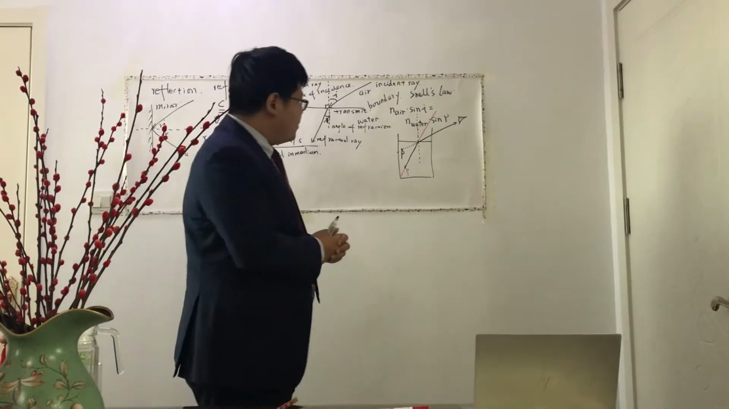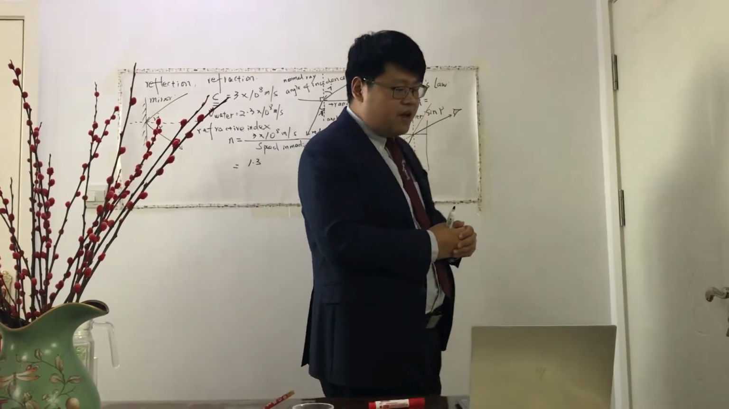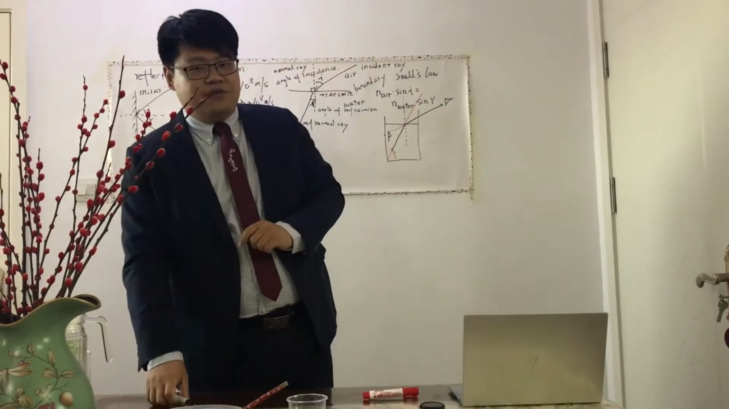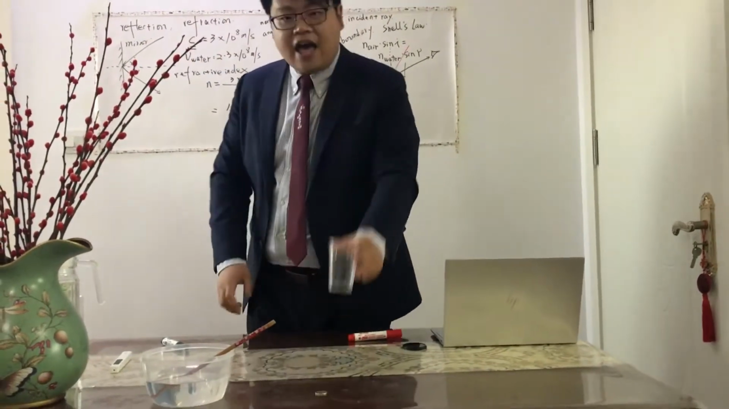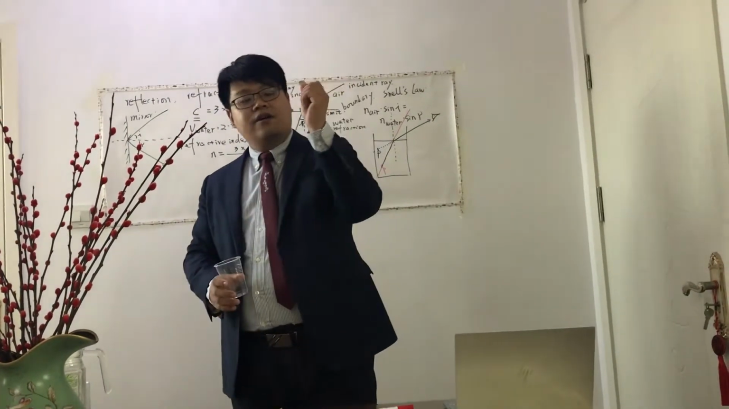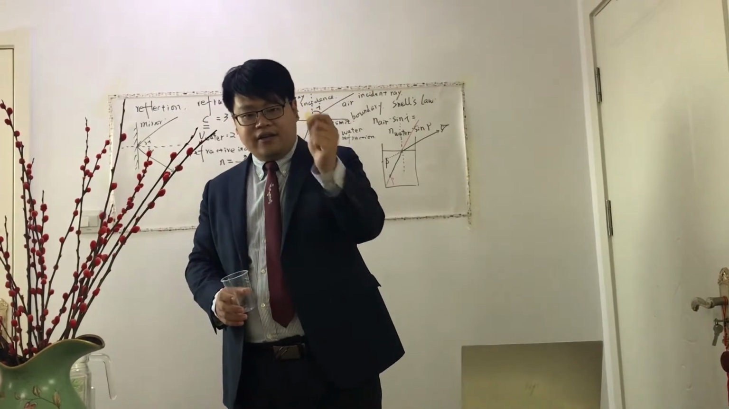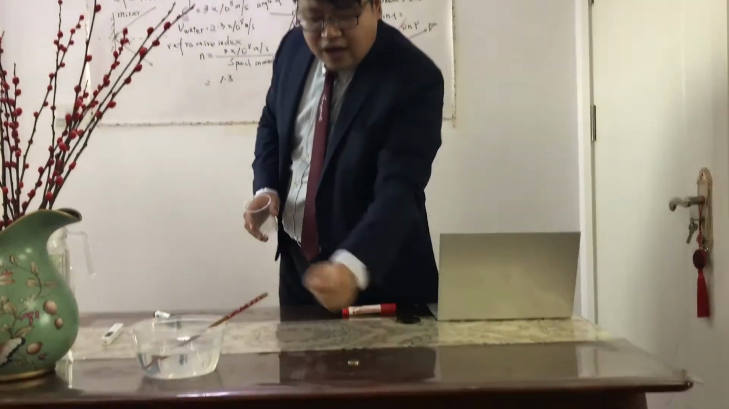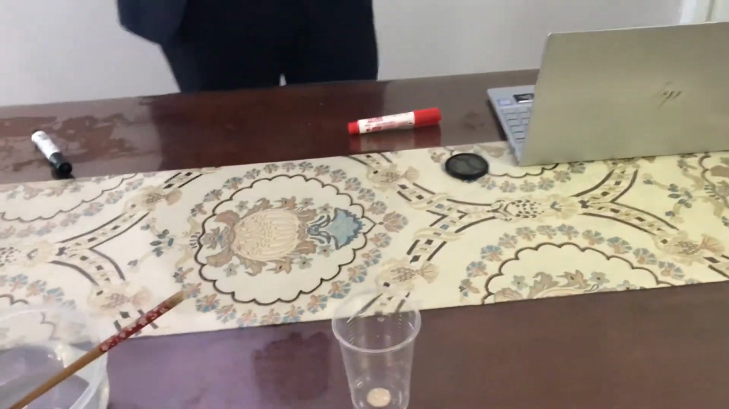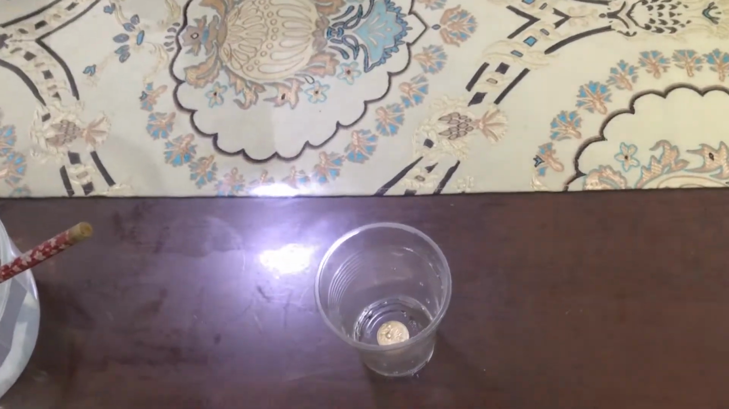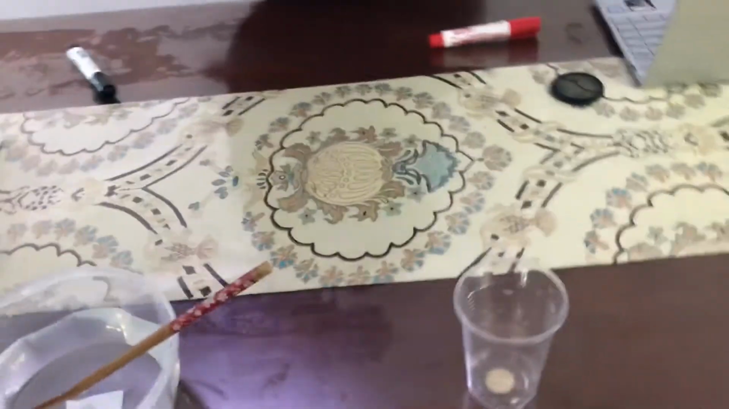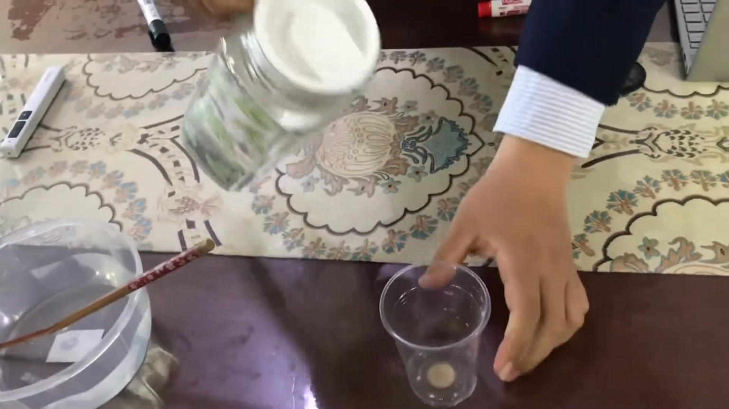But before we finish this chapter and move to the next one, I have a little magic to show you. Now, here I have a plastic cup, and I have a 50-cent coin. I put this coin on the table and put the cup on top of it. Now, looking from any angle, the coin is there. All right? Now, here's the magic. I will pour some of the water into the cup.